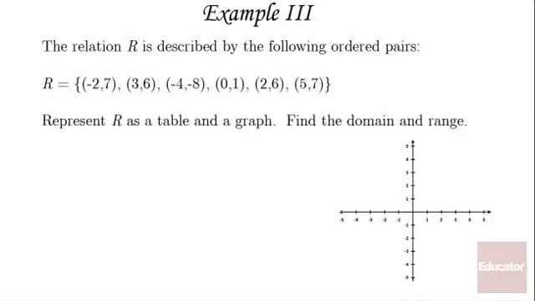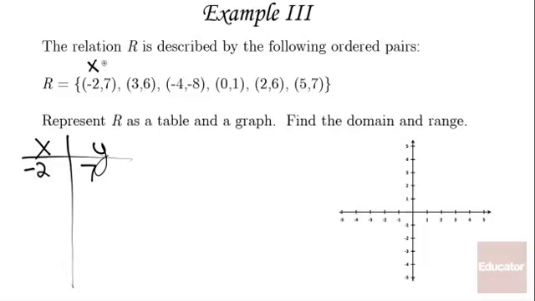The relation R is described by the following ordered pairs. So I'm given a set of ordered pairs. Represent R as a table and a graph. Find the domain and the range. First, representing R as a table with X and Y for my first set of values and my second set. So I have -2, 7 from my first set of ordered pairs. The X is always listed first and then Y.